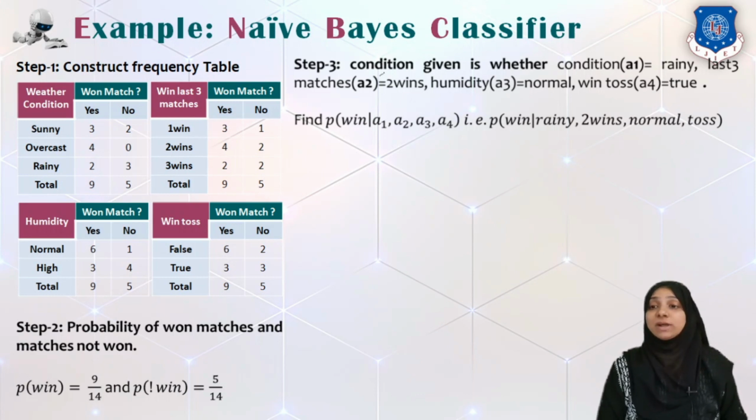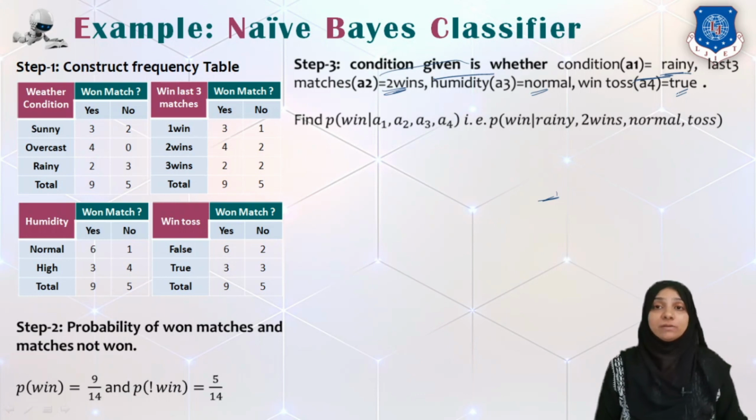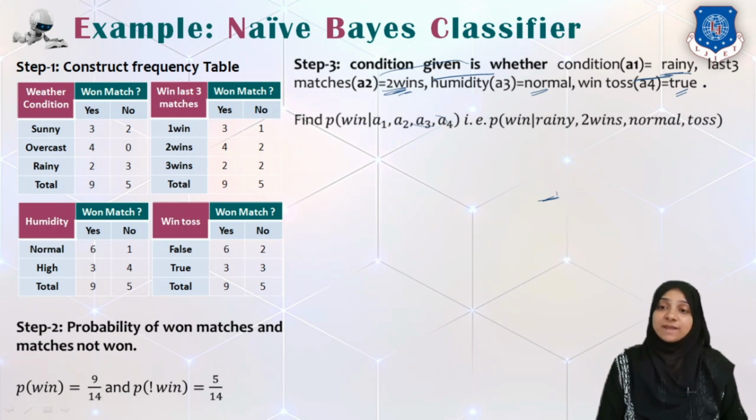Now we will find out the condition that is given. In the question, the given condition is that the weather is rainy, they have won the past 2 matches, currently humidity is normal, and currently they have won the toss. Now we have to find out the probability with all these 4 values. So what is the probability of winning given that these values are current?